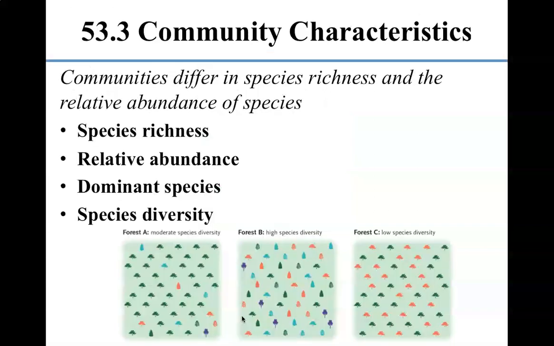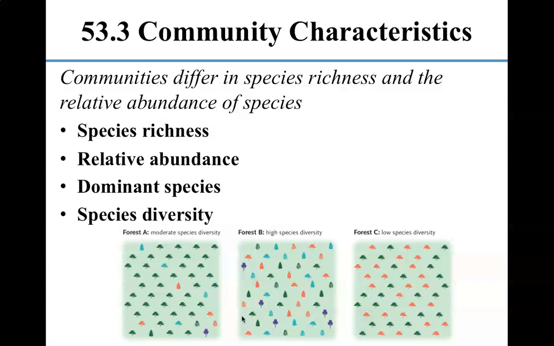When we measure plant structure or animal structure, we might want to measure a couple of different metrics. So one is species richness. Species richness is just the total number of species that live somewhere. The relative abundance is just how common they are. Some species will be dominant species, in other words, they're exceptionally numerous or large. And then species diversity is just the richness and relative abundance calculated together to get an overall feel for how many species are represented.